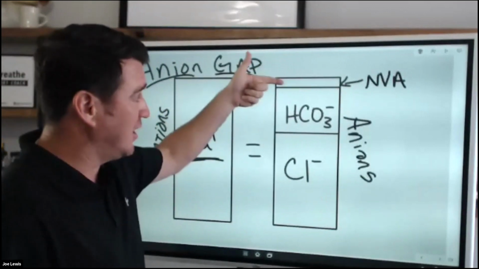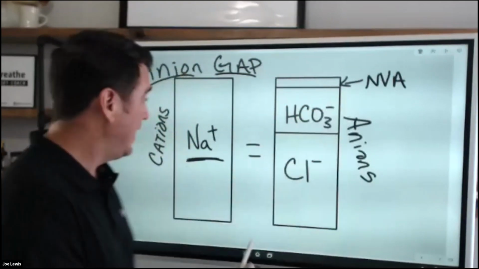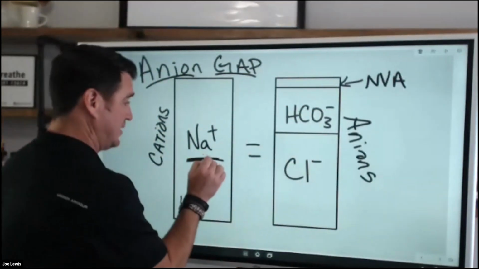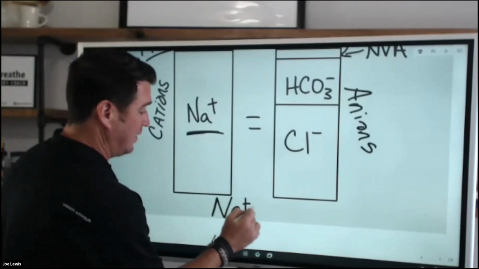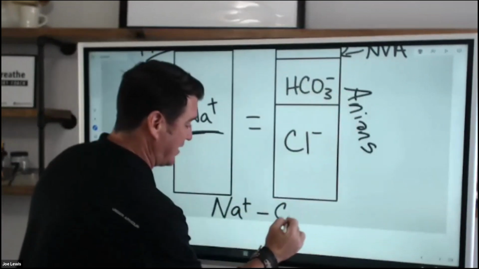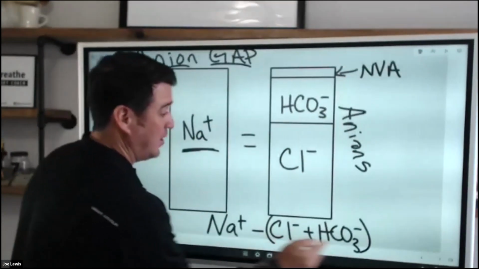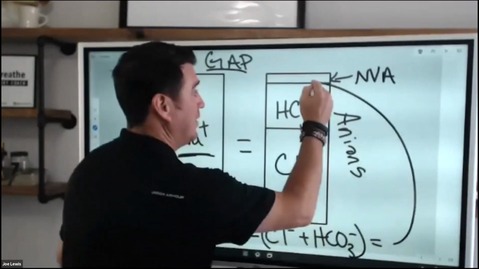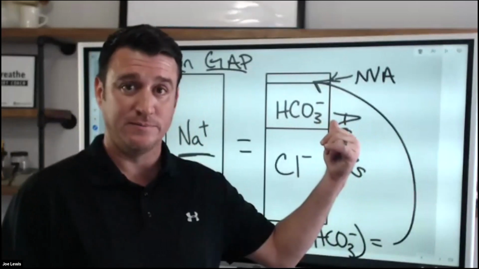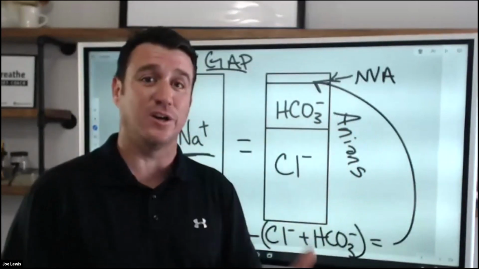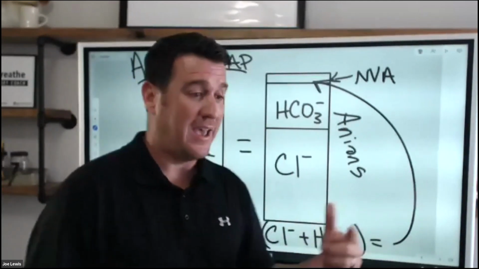The problem is because they're unmeasured, here's how you figure out what the size of that is. If we know that this box is equal to this box, then all we simply have to do is say that sodium minus chloride and bicarb, put these two together, will equal that box. And that box is called the anion gap. There's two different types of metabolic acidoses. There's an increased anion gap acidosis, and there's a normal anion gap acidosis.